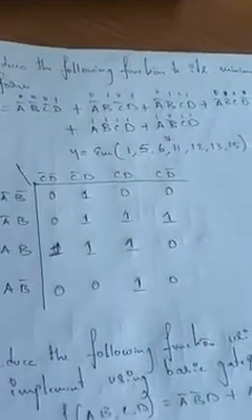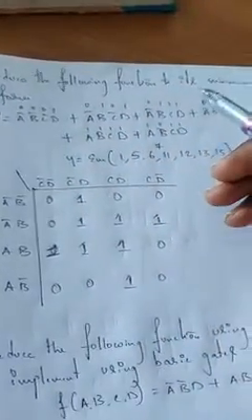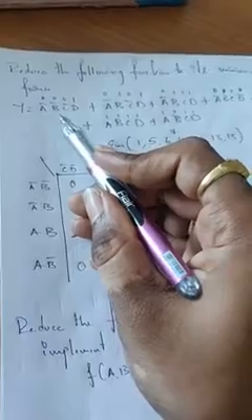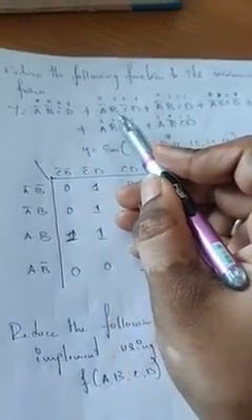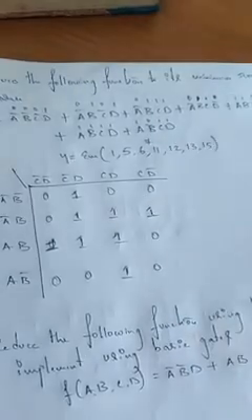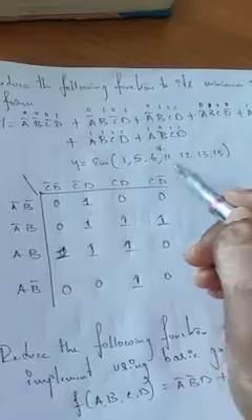So let me go with some more problems. Look at this problem: reduce the following function to its minimum sum of products form. They are given an expression like a bar b bar c bar d, a bar b c bar d, a bar b c d plus a bar b c d, like this. You know how to convert this Boolean expression to minterms, right?